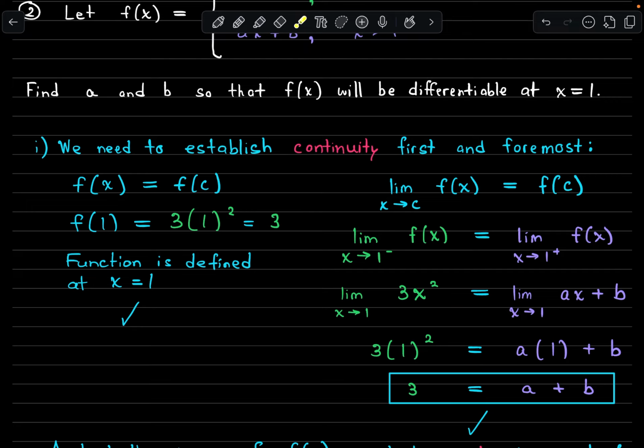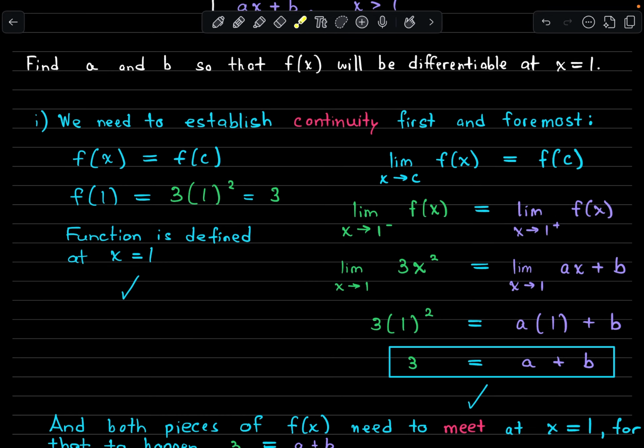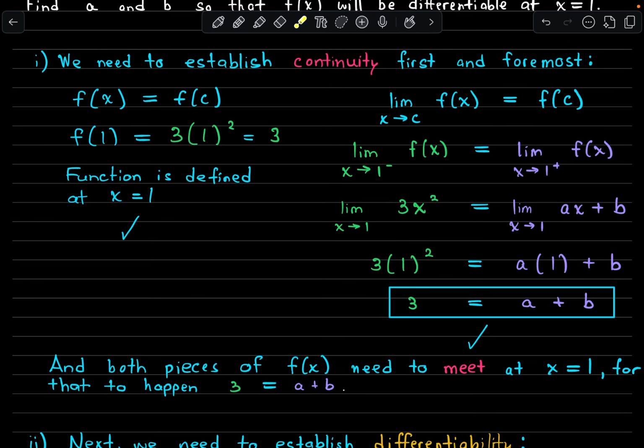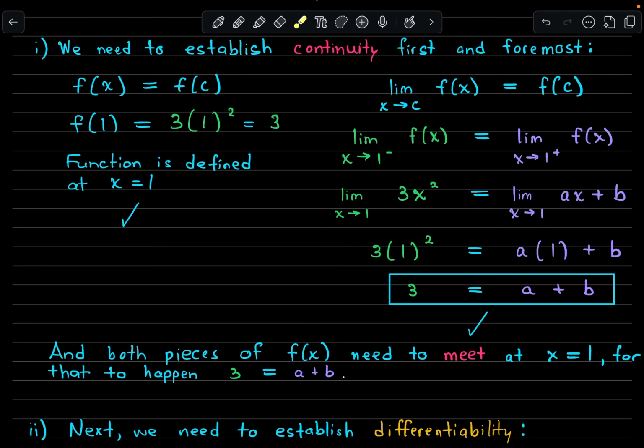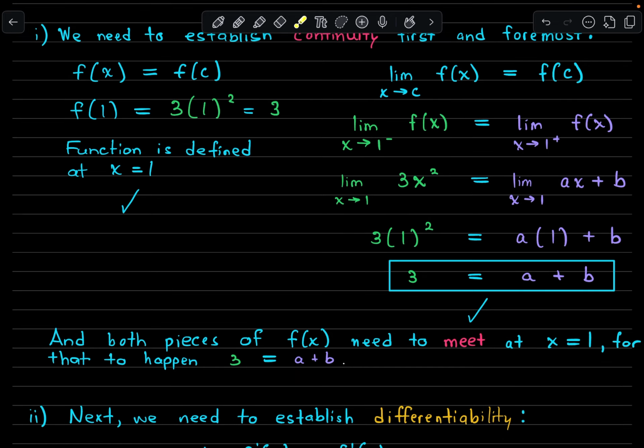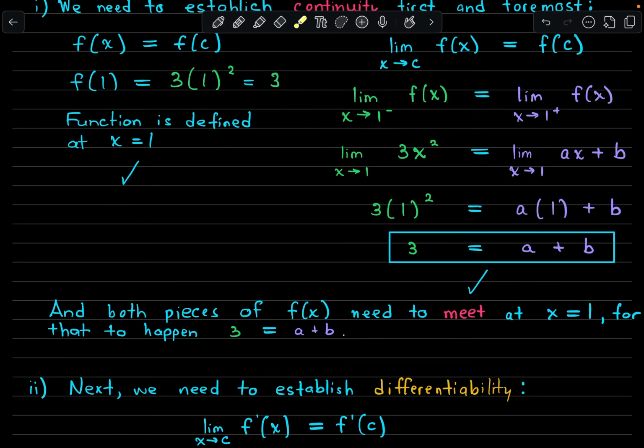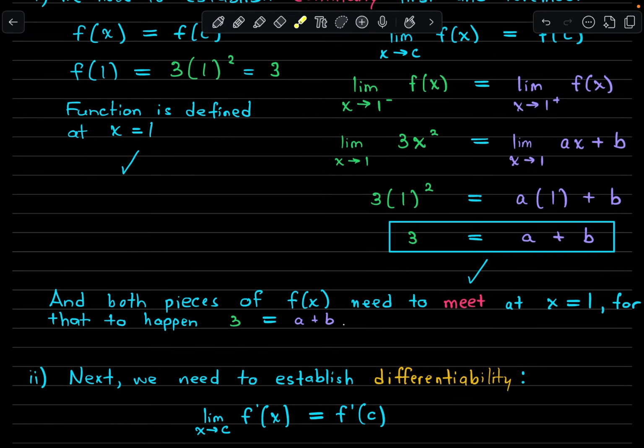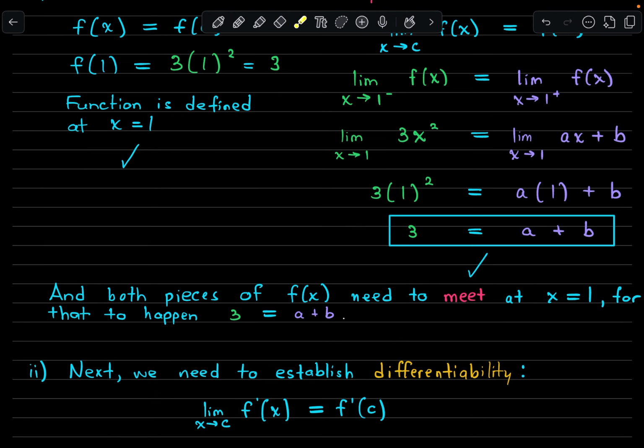Well, of course, the function needs to be continuous at x equals 1, but in order for it to be differentiable at x is equal to 1, we have to make sure we can take the derivative there, actually, right? So the limit as x approaches c of f prime of x has to equal f prime of c.